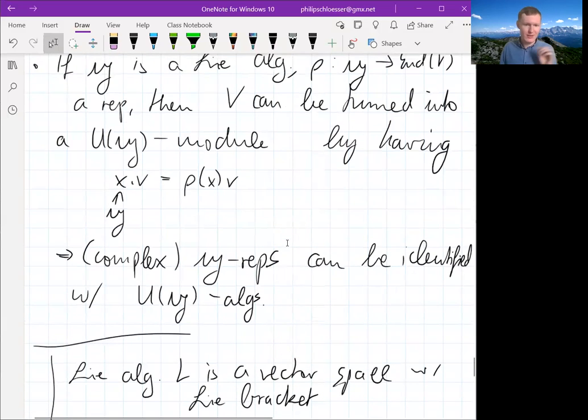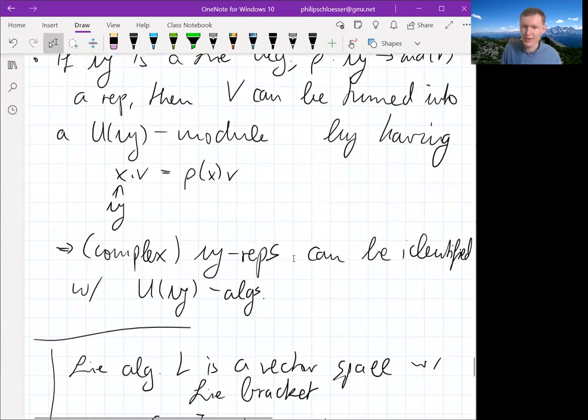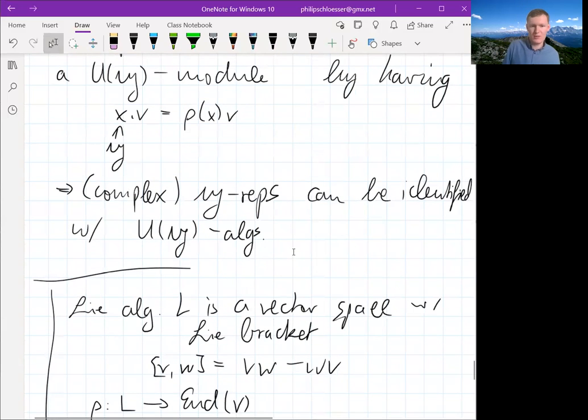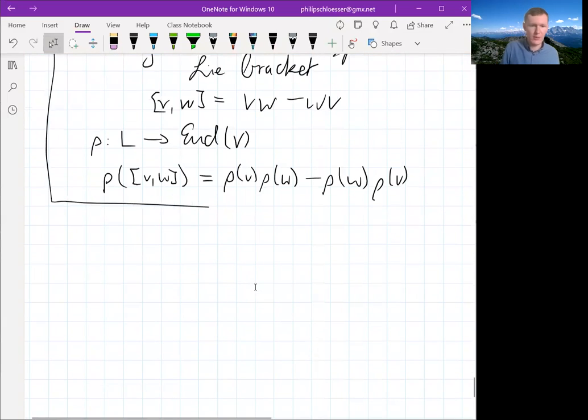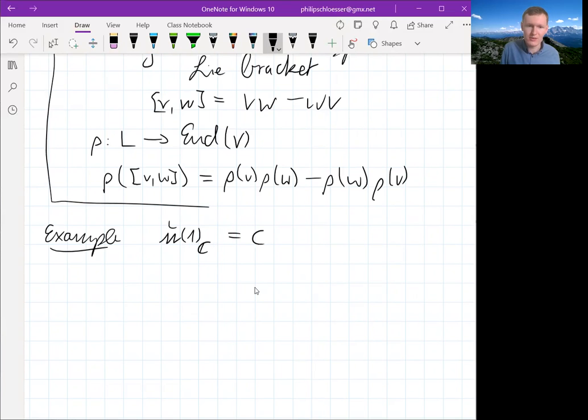Okay, so slogan: Lie algebra representations can be identified with modules of the universal enveloping algebra. And now we have one small example. The complexified version of the Lie algebra of U1 is just C, with the Lie bracket where two elements are just sent to 0.